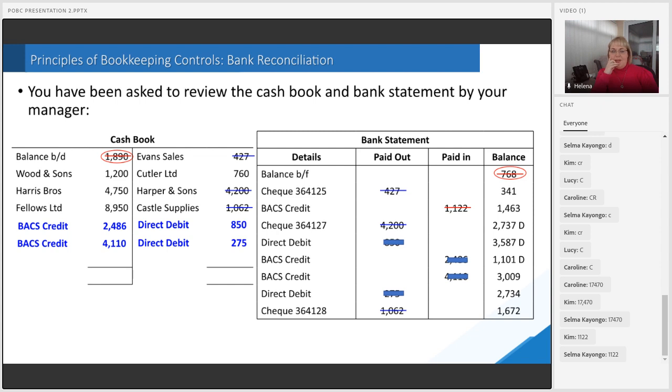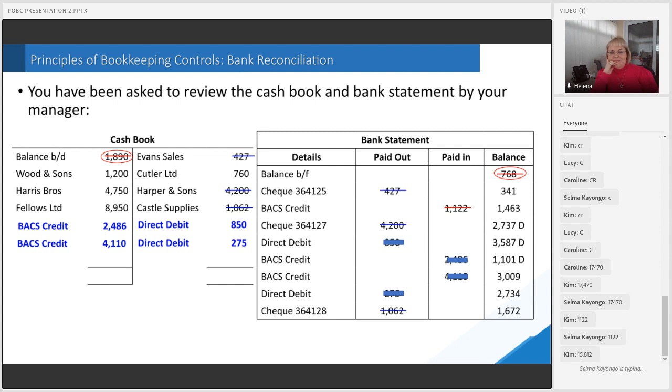So it's just like balancing off a ledger account. We add up our debits, we add up our credits, and we find the difference. And this will ultimately be the figure, guys, that we take forward and we prepare our bank reconciliation with. Don't worry if you're not sure. It's not a test. It really isn't.